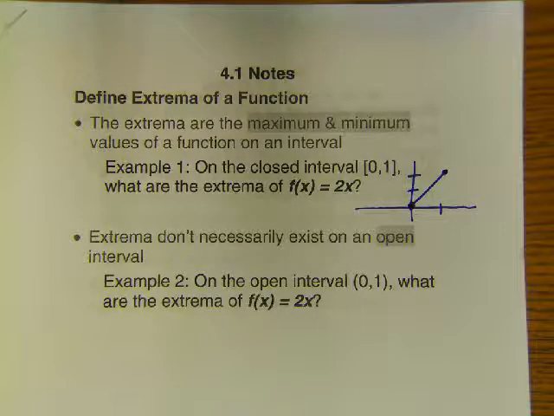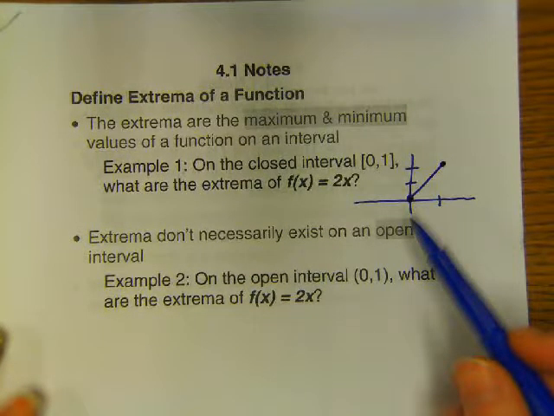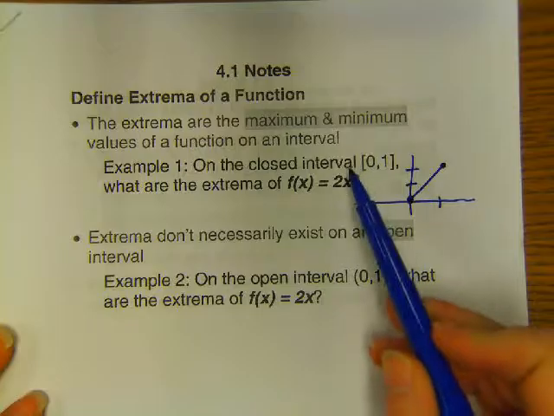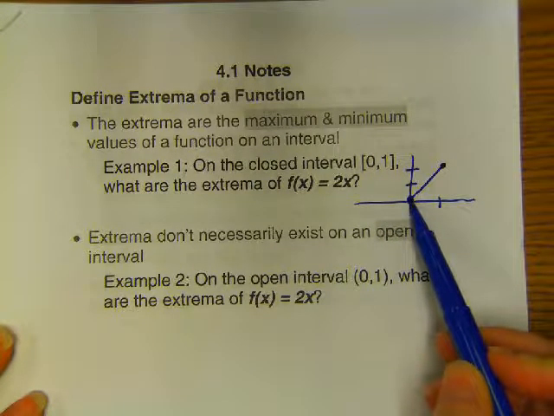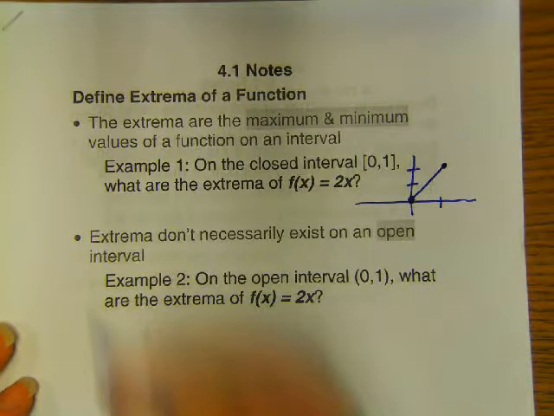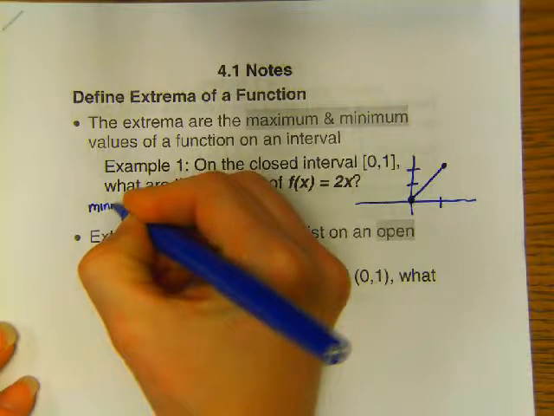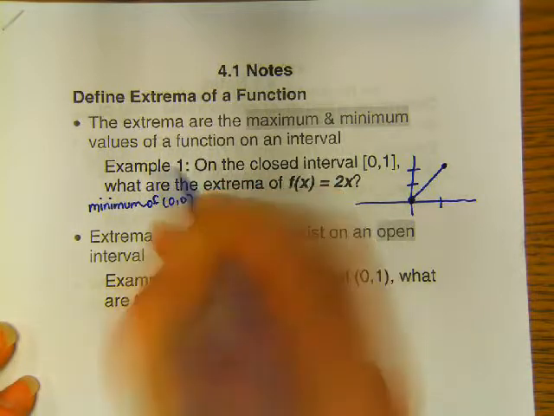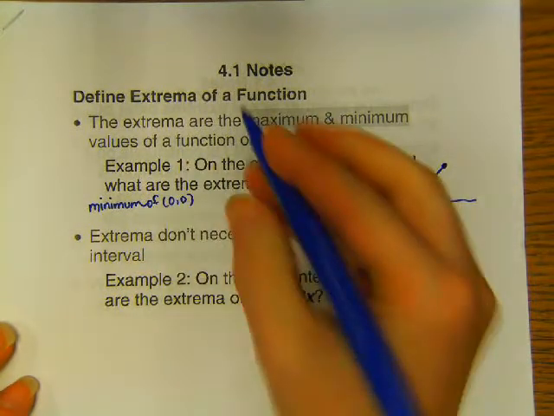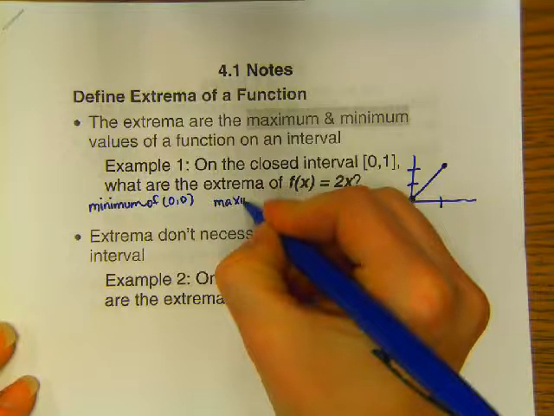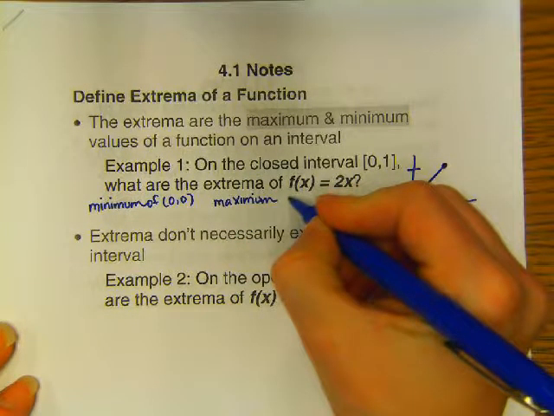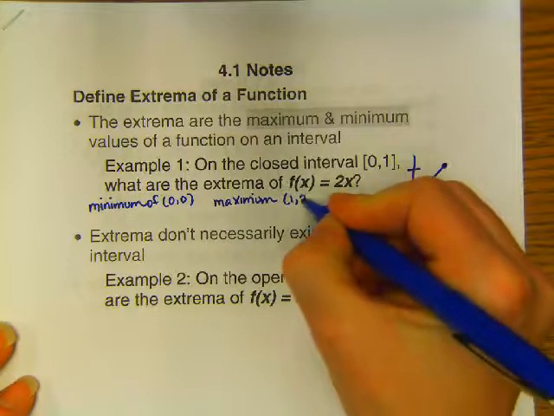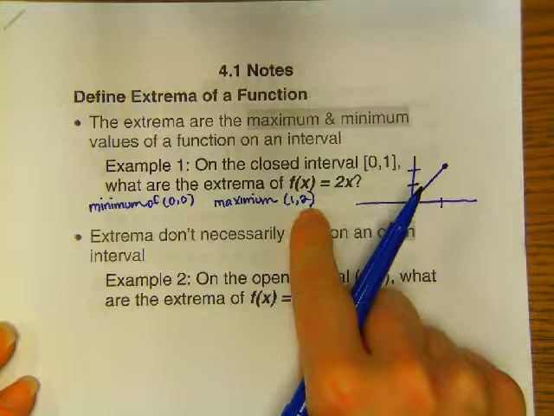Even though it doesn't look like a high or low point of a curve, this is still the low point. Why? Because the interval is closed. So this function on this interval has a minimum of 0. The minimum occurs when x equals 0 and the minimum is 0. And it has a maximum when x equals 1. And the maximum value is 2. That's important to know, that if I ask what the minimum value is, you're telling me the y coordinate.